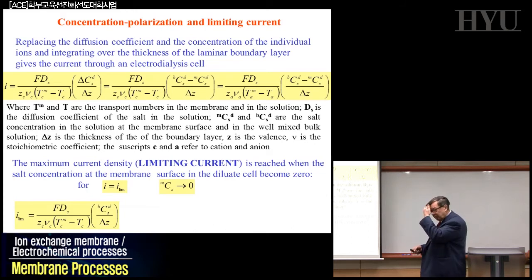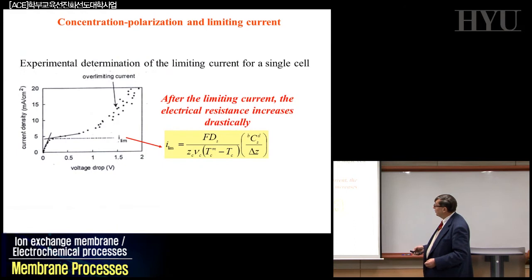And that happens because 100% is the transport number of this ion in the membrane, and 50% is what we can supply just from the solution to the interface. And that is what is basically happening. So the limiting current is the maximum current density we can realize, reached when the salt concentration at the membrane surface in the dilute cell becomes 0. And that is for a certain intensity of the current, where this term goes to 0. So that will be the expression that we have, which is related to the two transport numbers that we have in the system. And that is what happens.